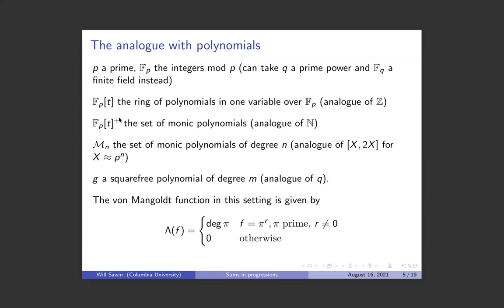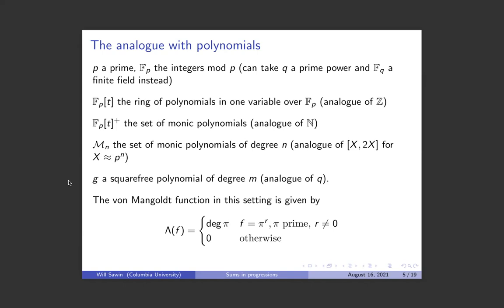And instead of working with monic polynomials of bounded size, we can work with monic polynomials of bounded degree. And just like in integers, it's often convenient to work with a dyadic interval from x to 2x, throwing out integers which are too small and too large. Here we want to work with polynomials that have only a particular degree. So we'll write M_n for polynomials of degree n. And we should think of this as being an interval of size x, where x is about p to the n, because there are p to the n polynomials of degree n over F_p, and there are p to the n numbers in an interval of size x.